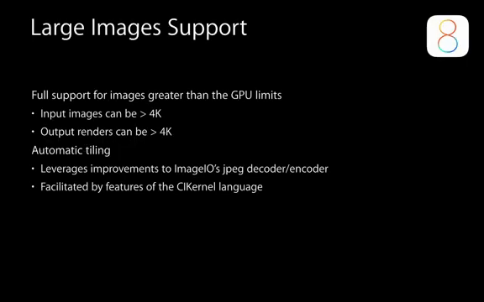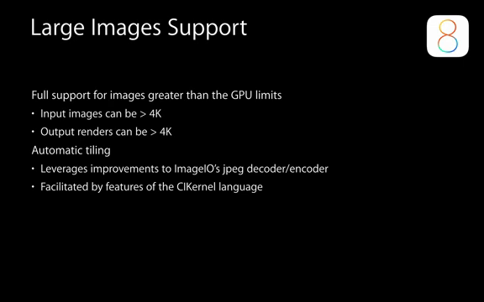So that brings me to the next subject I want to talk about today, which is working on large images on iOS. We've made some great improvements here. And in addition to the supporting kernels, this is, I think, our second key thing that we've added this year on iOS. So now we have full support for images that are larger than the GPU texture limits. And this means that input images can now be larger than 4K, and output renders can be larger than 4K.